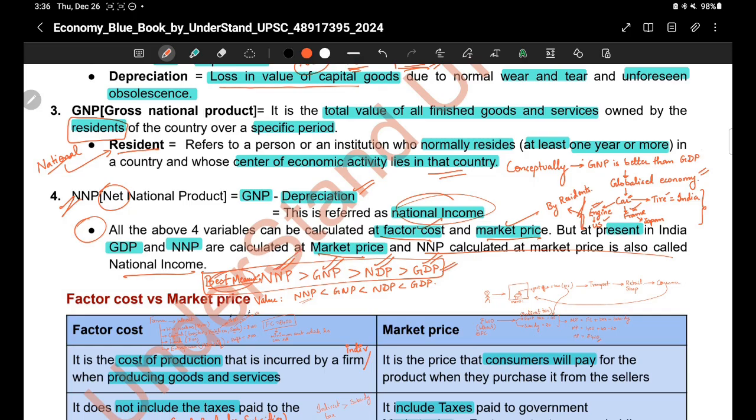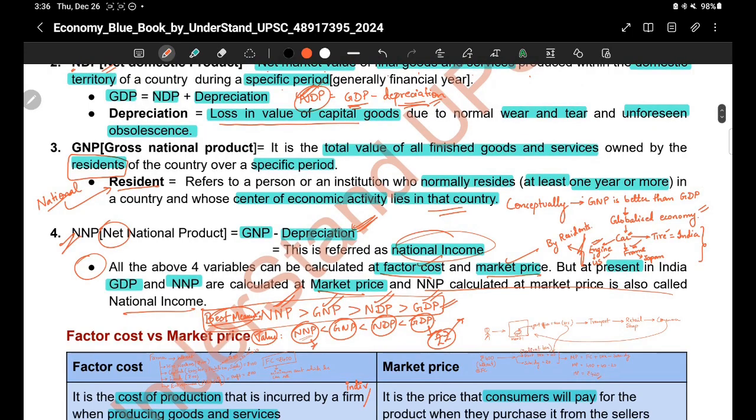NNP is best, but if you say value-wise, because we are deducting so many things, NNP is the least value. Then comes GNP, then NDP, then GDP. People prefer GDP because it is easier to calculate and it gives a higher value. You get more value, so you can boast more about it, that India's GDP is so and so. But if you see India's NNP, it is very less, because you are deducting all this depreciation, then foreigners' income and all that.